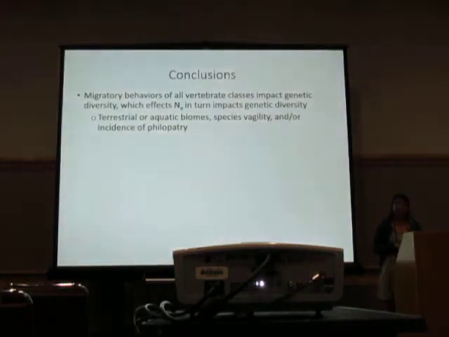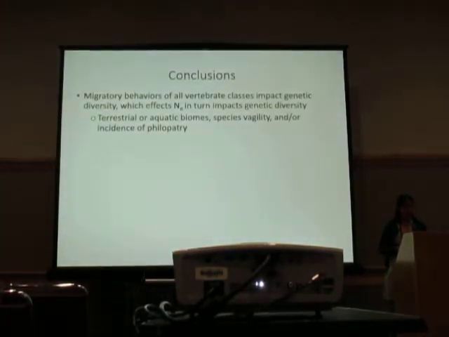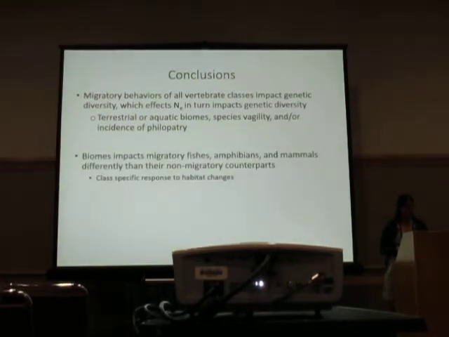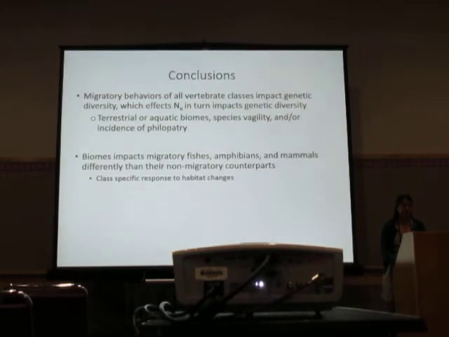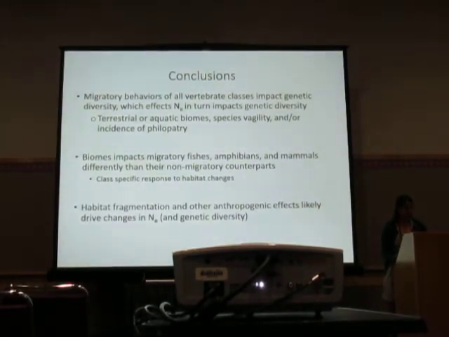So to conclude this study and to give you our final conclusions and remind you what we did, we found that the effect of migratory behaviors on genetic diversity varies between vertebrate classes. Again, this may be due to differences in terrestrial or aquatic biomes, the vagility of a species, and or the incidence of philopatry. Again, the biomes impact migratory fishes, amphibians, and mammals differently than our non-migratory habitats, and these may be class-specific responses to habitat changes. And habitat fragmentation and other anthropogenic events may likely be driving changes in effective population size and thus altering genetic diversity.